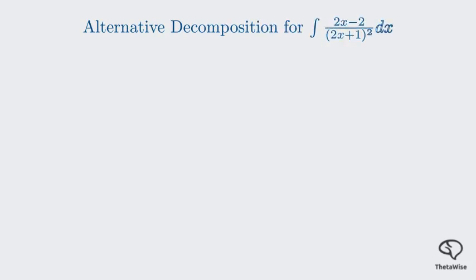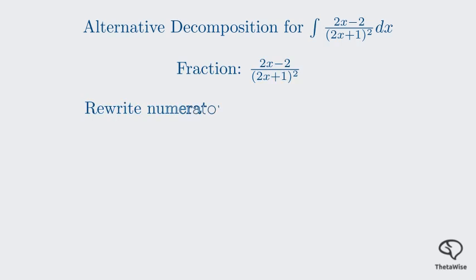Finally, let's explore an alternative way to perform the decomposition for the last example. This method works by manipulating the numerator. The goal is to make the numerator look like a part of the denominator, 2x plus 1. We want to force a 2x plus 1 into the numerator. We start with our fraction. In the numerator, we have 2x minus 2. We can rewrite negative 2 as plus 1 minus 3. This gives us 2x plus 1 minus 3.